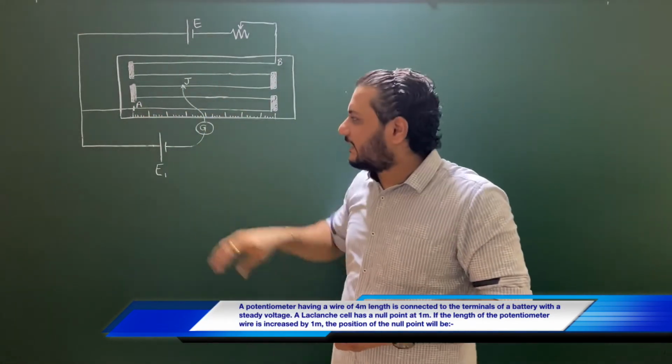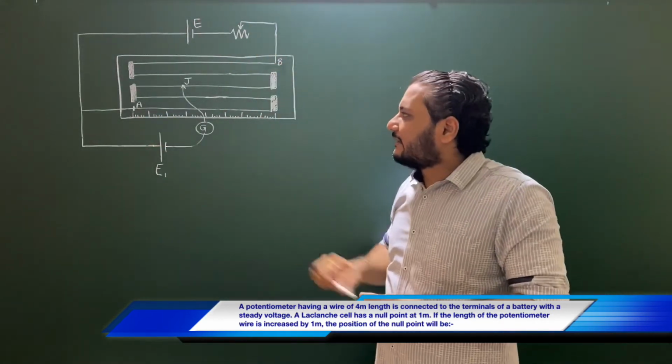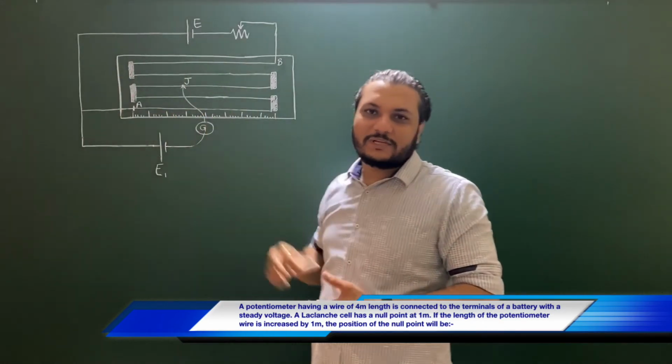We have a potentiometer, and in the question it is given that the length of this potentiometer wire is 4 meter and the ends of this wire are connected with the two terminals of a cell. The upper part of this potentiometer is called the primary circuit.